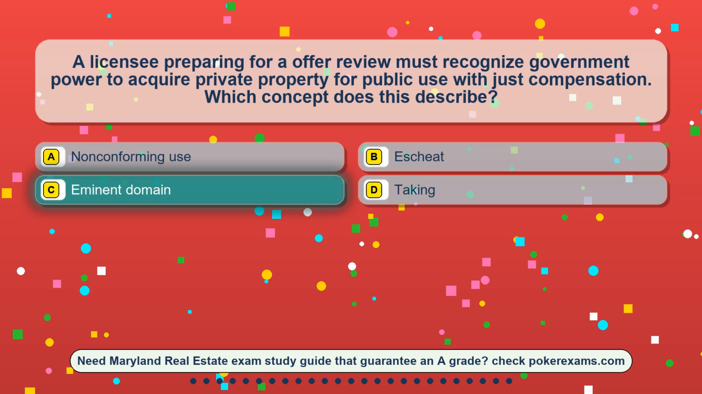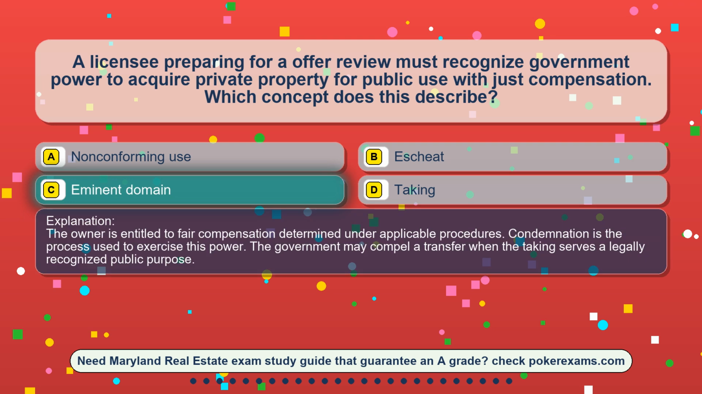The correct answer is option C, eminent domain. The owner is entitled to fair compensation determined under applicable procedures. Condemnation is the process used to exercise this power. The government may compel a transfer when the taking serves a legally recognized public purpose.